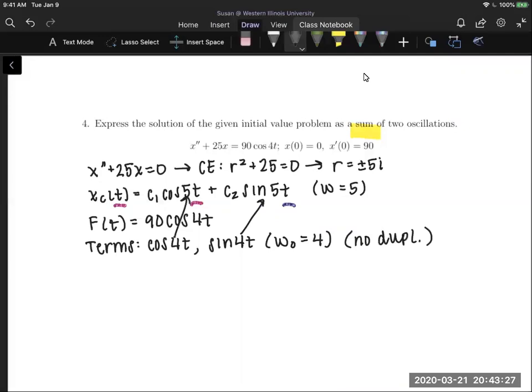All right, since we don't have duplication, we can set up the particular solution, which is going to be a linear combination of those 2 terms. So a cosine 4t plus b sine 4t. Now we want to solve for those coefficients a and b. In order to do so, we need to remember the definition of a particular solution. The particular function is a solution of the original non-homogeneous DE.